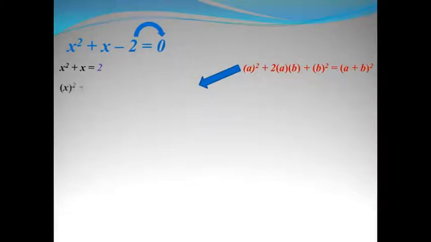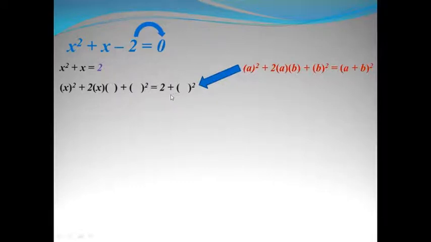Then we have to shift this 2 to the other side of the equation, and it will be x square plus x is equal to 2. Then we have to put this formula on the left side of the equation. It is a square plus 2 into a into b plus b square. This b square is to be added on the left side of the equation, so we have to add this on the right side of the equation as well.